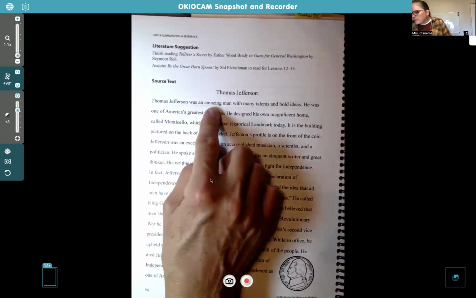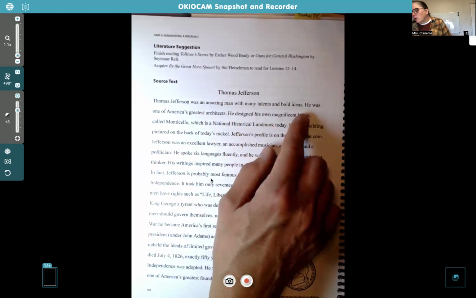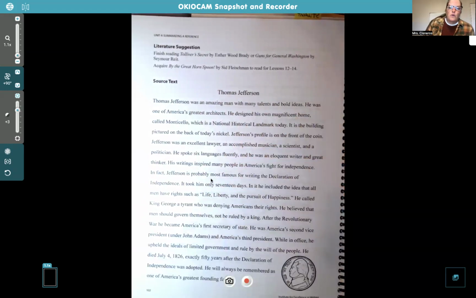Thomas Jefferson was an amazing man with many talents and bold ideas. He was one of America's greatest architects. He designed his own magnificent home called Monticello. Monticello?